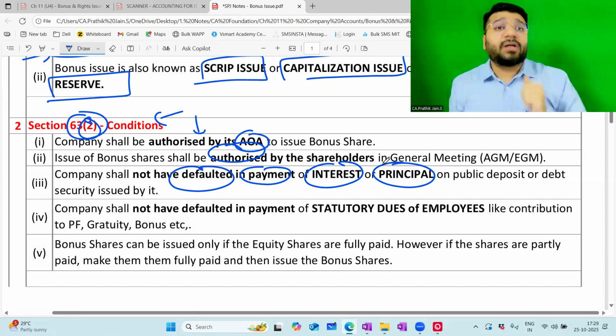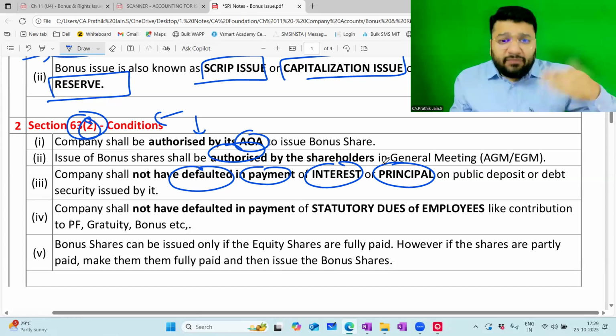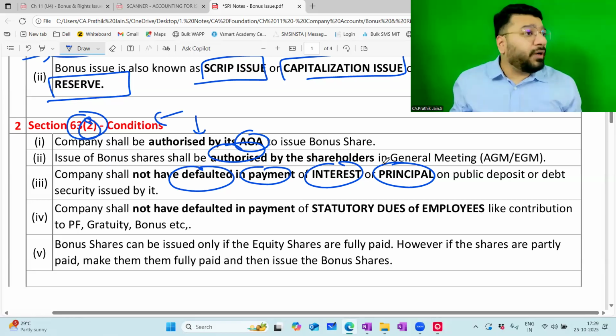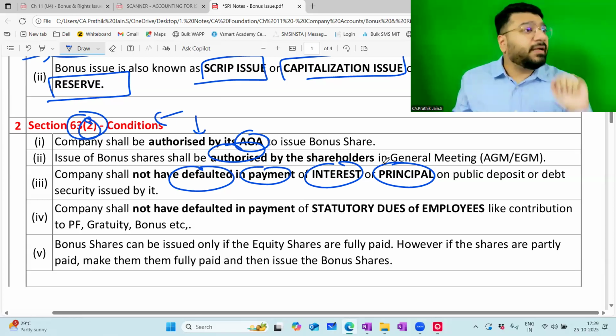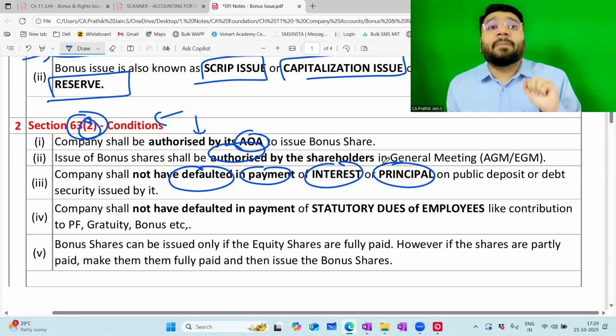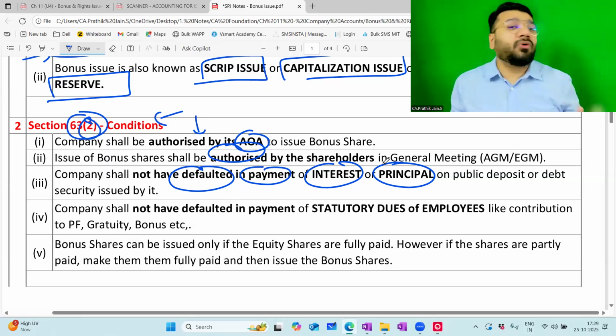Sir, if it is defaulted, what to do? Can they never issue bonus shares? It's not like that. If you have defaulted, there could even be a genuine reason for it, so you can't give them a lifelong punishment that you can never issue bonus shares. What we will tell them is: first make the default good. Make all the repayment of principal and interest which is due. Then we say the default is made good, and now you can go and issue the bonus shares.